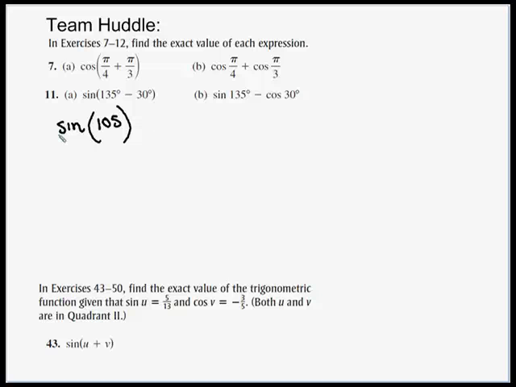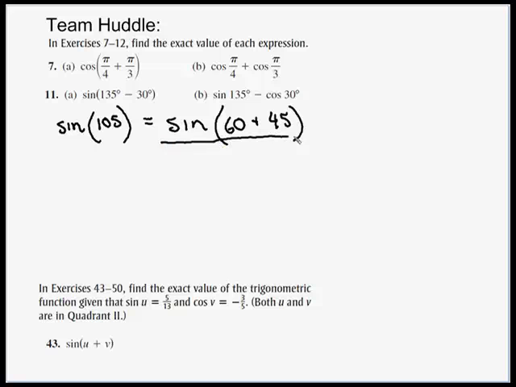From our unit circle common angles, how might we find 105 degrees? Well, that's going to be the sine of 60 plus 45. 60 plus 45 is 105. So now we're ready to go to the formulas.